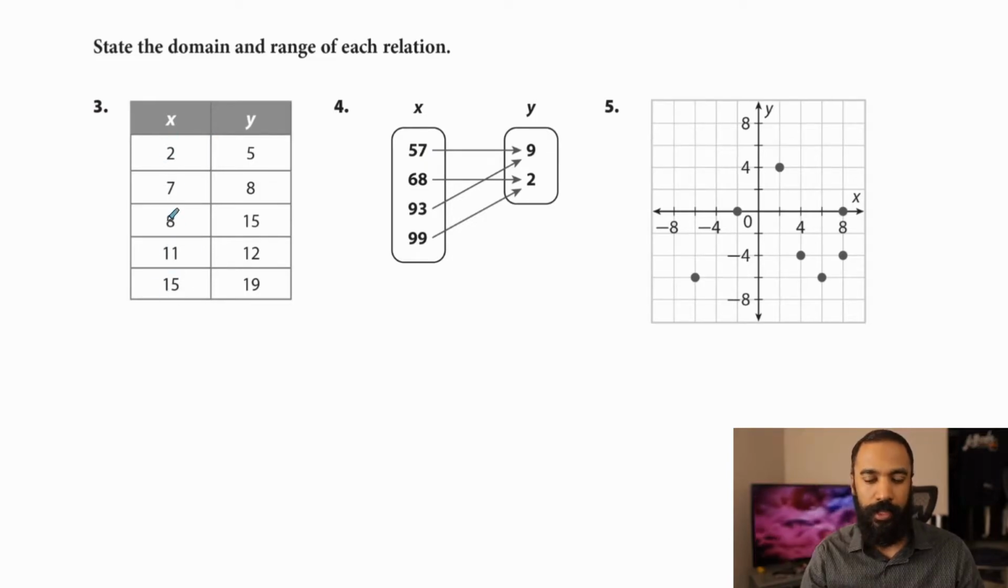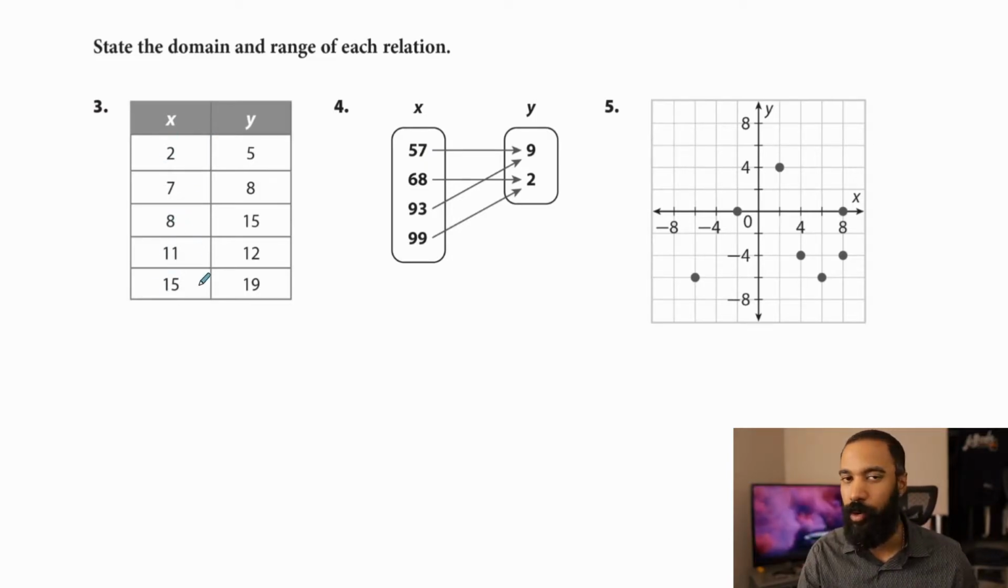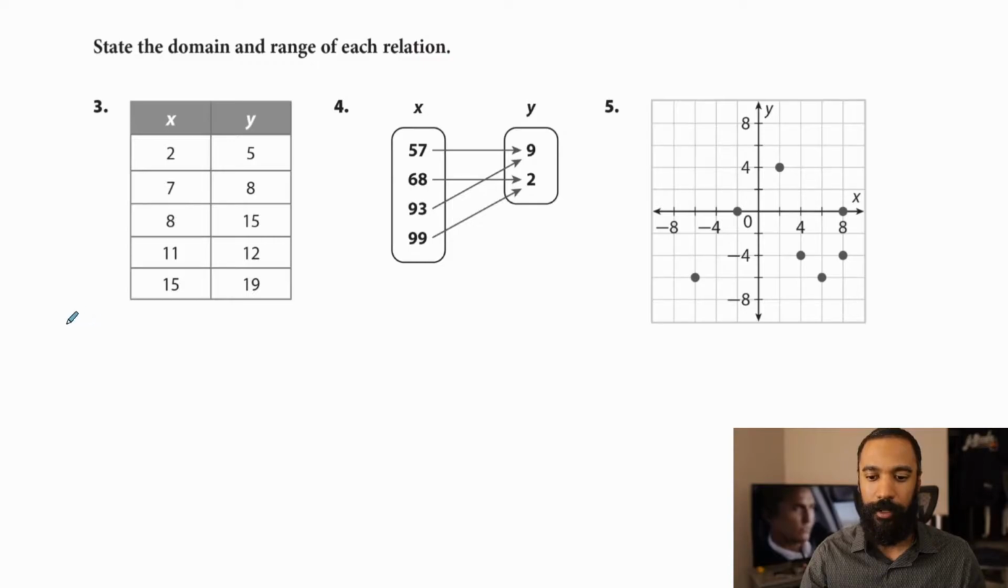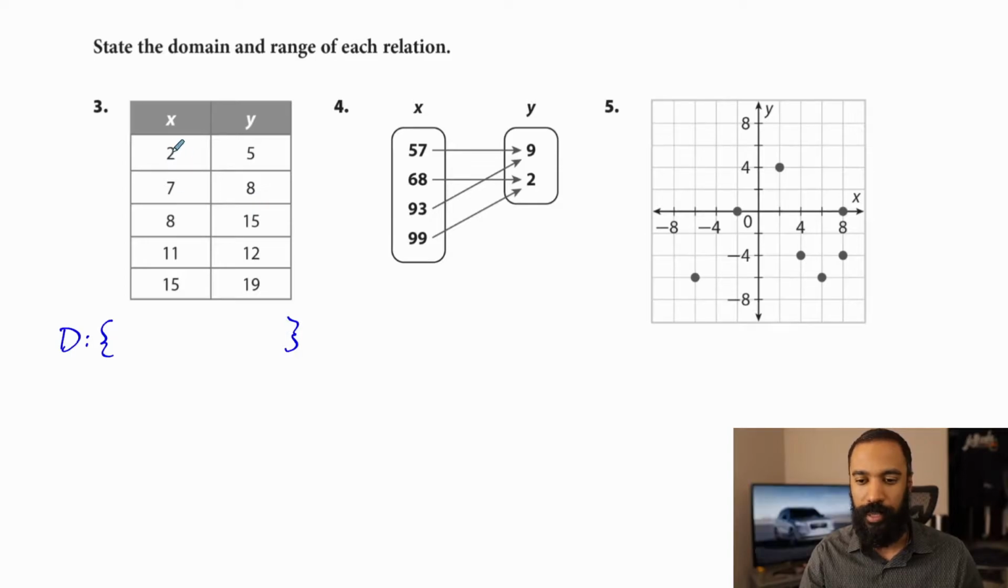X's represent the domains. What X values exist in your relation, in your set? And I'm gonna do that for two different colors here. I'm gonna do blue for number 3. And as I list things in a list, I'm gonna use curly braces to represent that. In increasing order with the table, and the table is going in increasing order, this works. Let's just write out 2, 7, 8, 11, and 15.